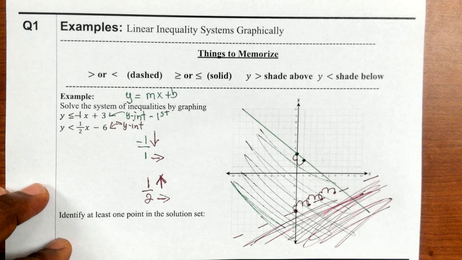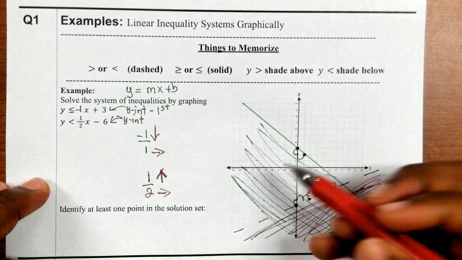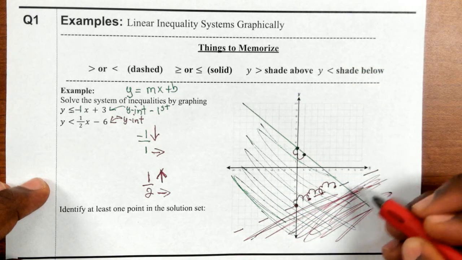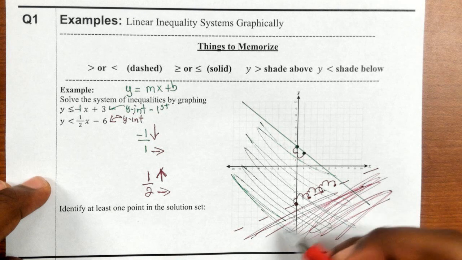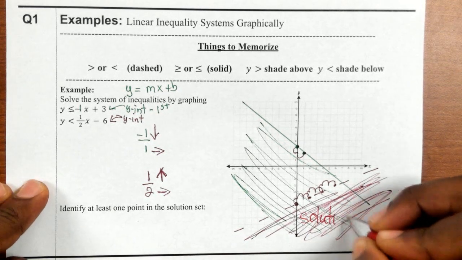Now I need to figure out where my solution is. So your solution is where there's a mixture of two colors, or the darkest shaded area, all right? In this case, this is not the solution. Over here is not the solution. Over here to the corner is not the solution. But down here at the bottom, that's where the solution is, okay?